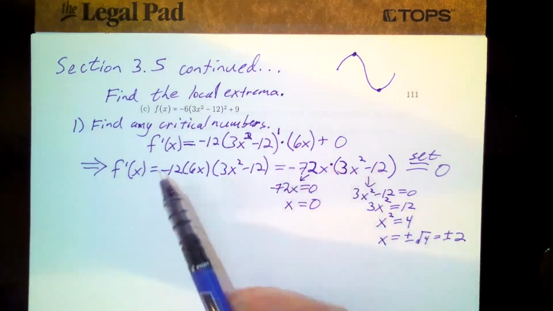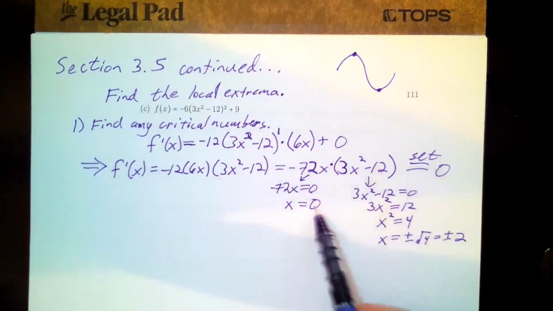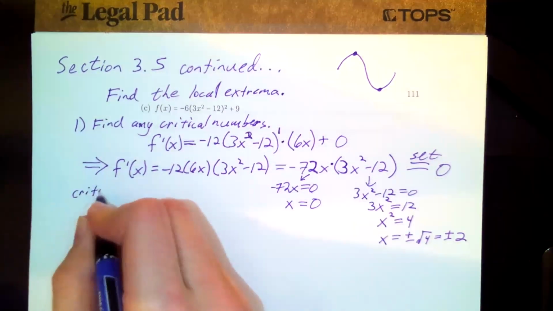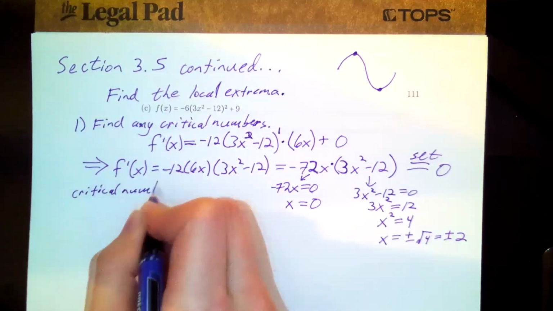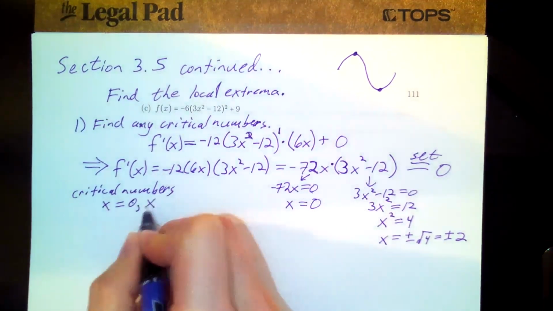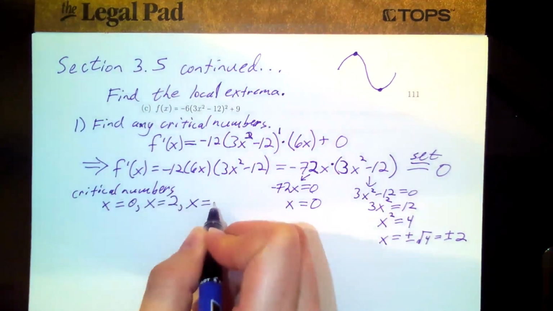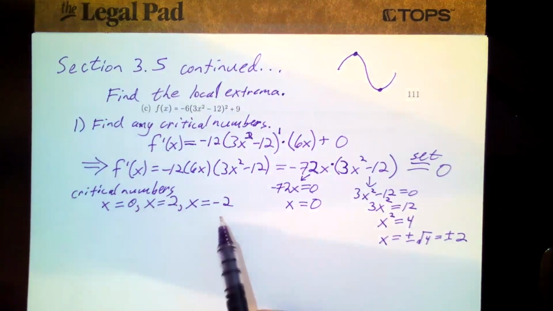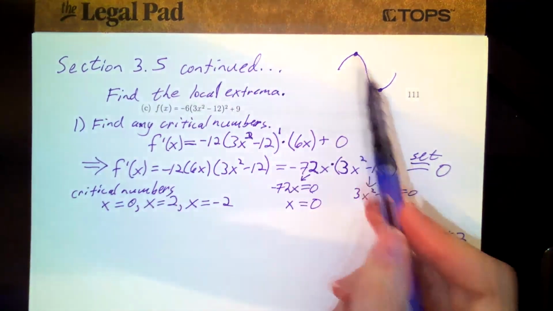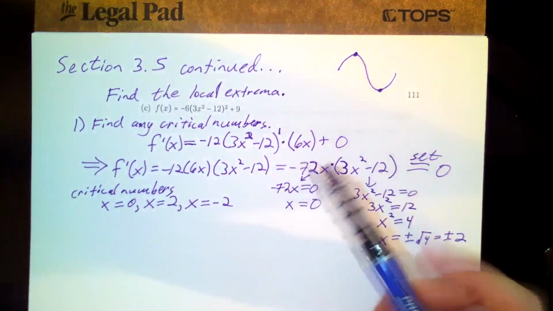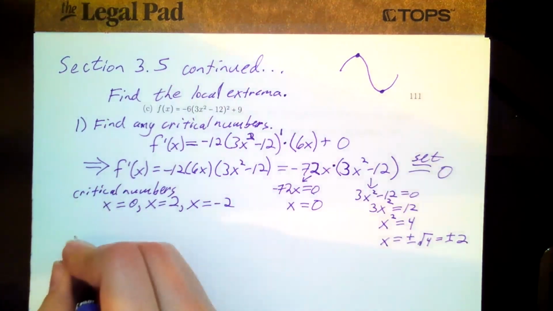So as part of setting my derivative equal to 0, I now have 1, 2, 3 critical numbers. Let's list those out just to give them a name. I have 3 critical numbers, and they are x equals 0, x equals 2, and x equals negative 2. Positive 2 and negative 2 from over here. I have 3 critical numbers, which means that I have 3 candidates for maybe corresponding to these local extrema. But that's a maybe, we don't know. That's why we have to do the next thing, which is the number line analysis.